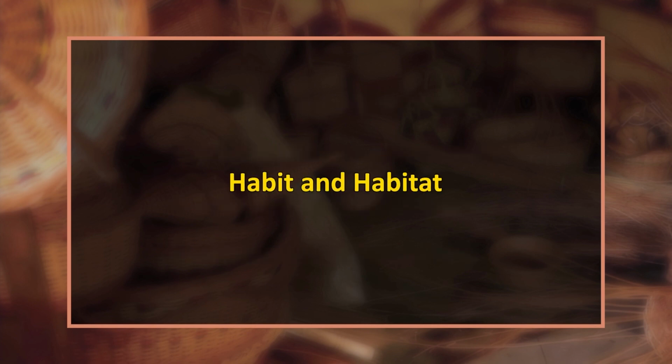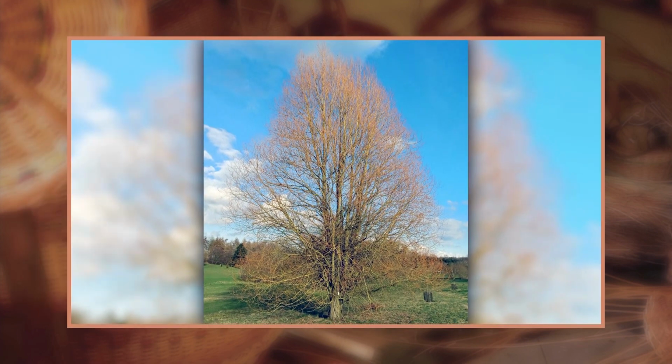Now we will discuss about habit and habitat of Salix. The genus Salix mostly comprises of deciduous trees and shrubs which shed their leaves in autumn. Some species are small with prostrate growth habit, while tree species can attain a considerable height. Commonly known as willows, these plants are known for their fast growth. Willows are characterized by flexible branches. The flexibility is due to the high water content in their young stems and branches.